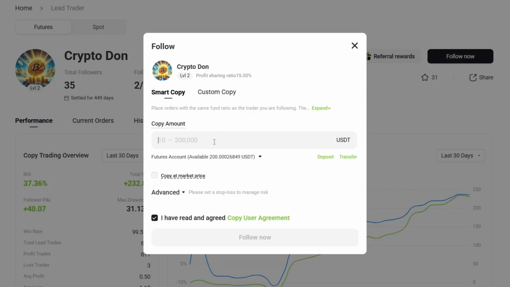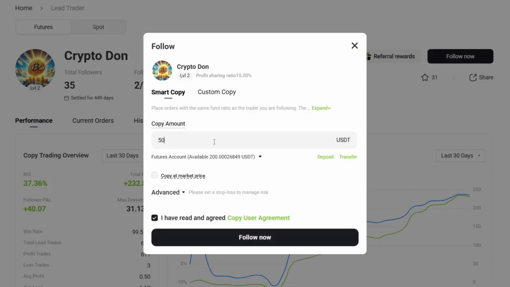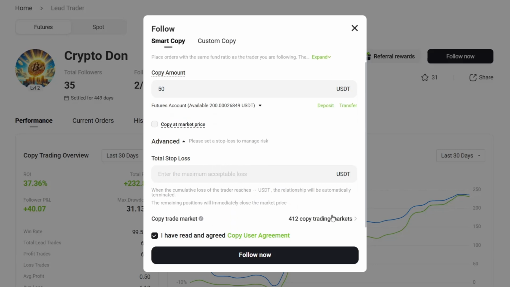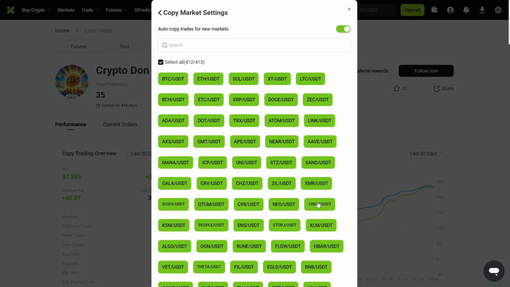Under copied amount, we would enter the total USDT we want to allocate to this trader. So let's say I want to allocate 50 USDT to Crypto Don. XT would then smart copy Crypto Don's strategies. So if he were to use 10% on one of his trades, XT would then approximately use 10% of our allocated amount. Under advanced, we can still set a total stop loss. And on the bottom right, review the available copy trading markets.